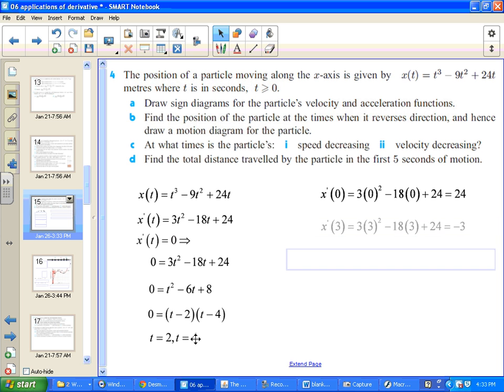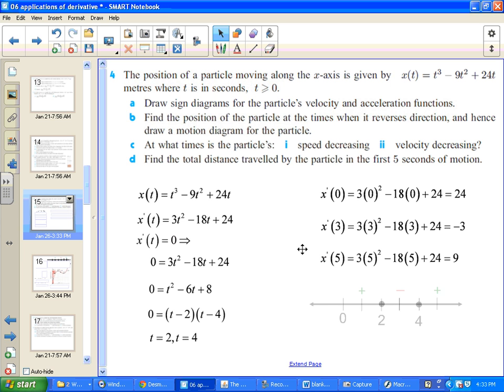The velocity at 0 is positive, which means the function was increasing. Between 2 seconds and 4 seconds, the velocity was negative, which means the displacement was decreasing. And at 5 seconds, we find again a positive first derivative, which means the distance was increasing. This gives us a sign diagram. Basically, we have a positive first derivative from 0 to 2 seconds. We have a negative first derivative from 2 to 4 seconds, and a positive first derivative from 4 seconds and beyond.